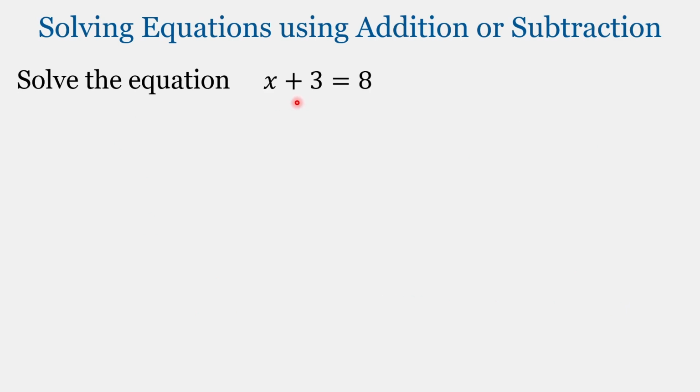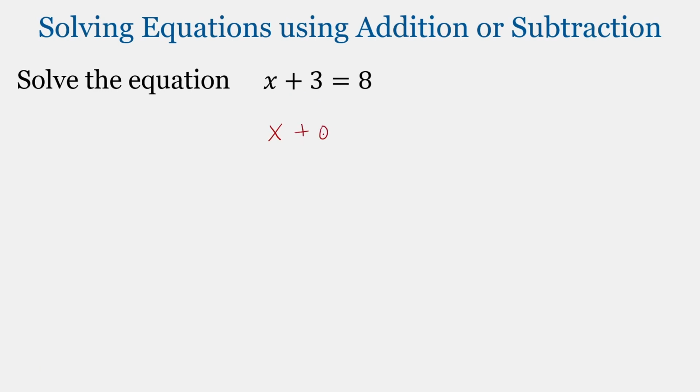So our goal when we solve these equations is to get the variable, in this case x, all by itself on one side with a coefficient of 1, and then everything else onto the other side. Here we have x plus 3. Ideally, instead of x plus 3, we would have x plus 0.